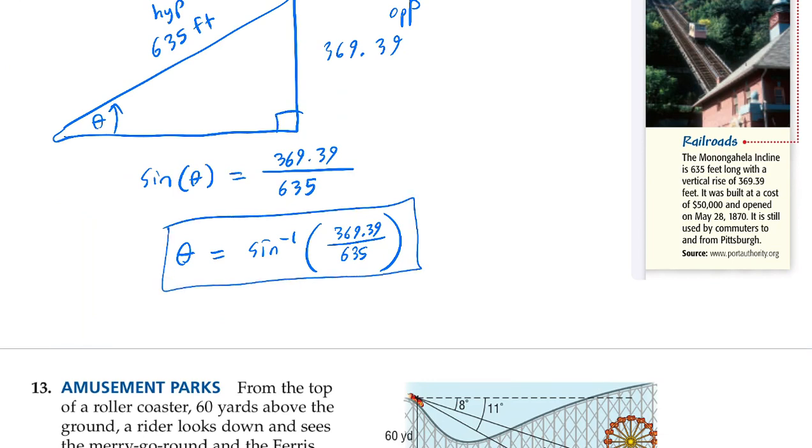We could approximate that. So that's the exact value, or that's approximately the inverse sine of 369.39 divided by 635, which is around 35.57 degrees. That is an insane incline. I'm just double checking that work. Woo, that is a crazy steep one.